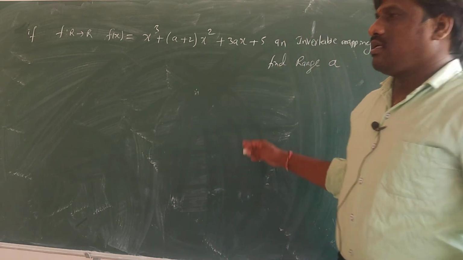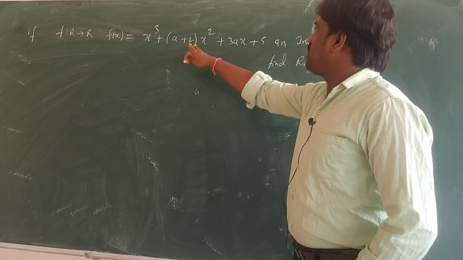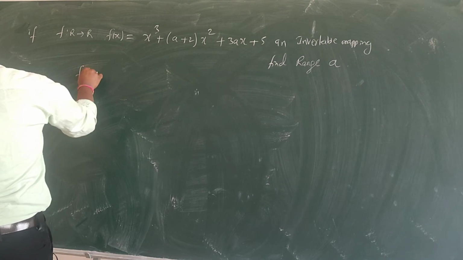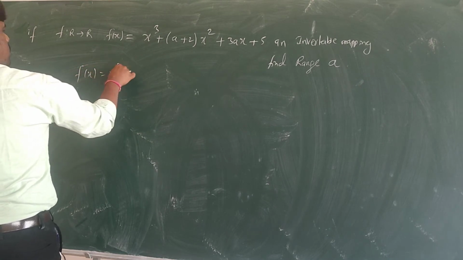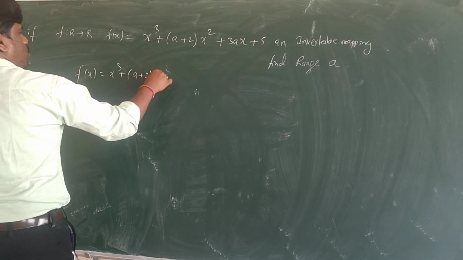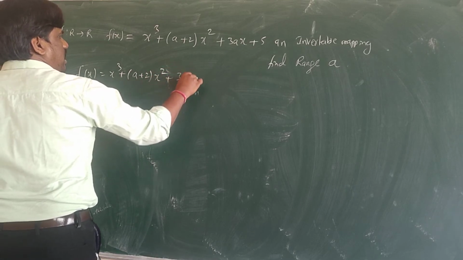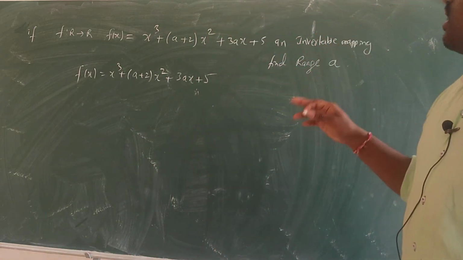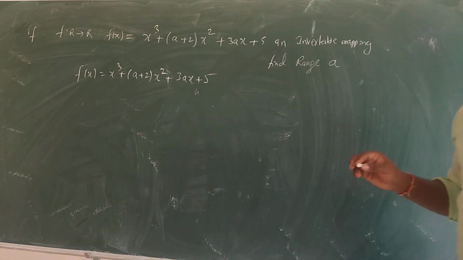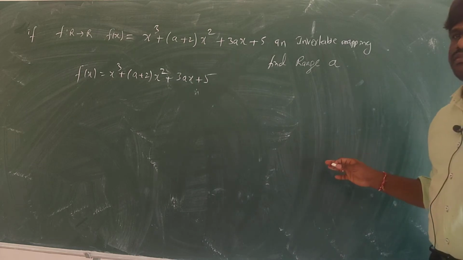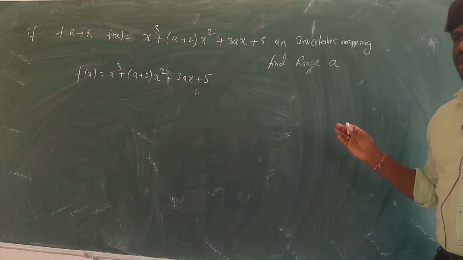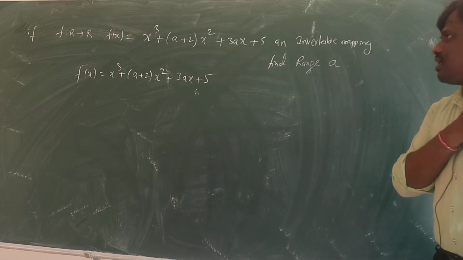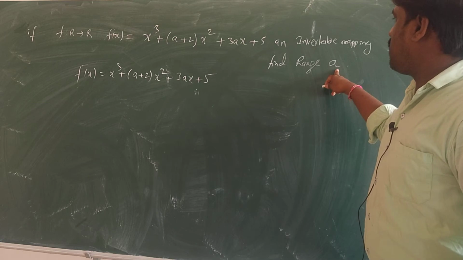So let us see here. Inverse condition is there. They have given that f of x is equal to x cube plus a plus 2 into x square plus 3ax plus 5. Okay, this is what they have given. And it is saying that it is invertible. Invertible means what? It is 1 1 and onto. If it is 1 1 and onto, then we have to find the range of A.